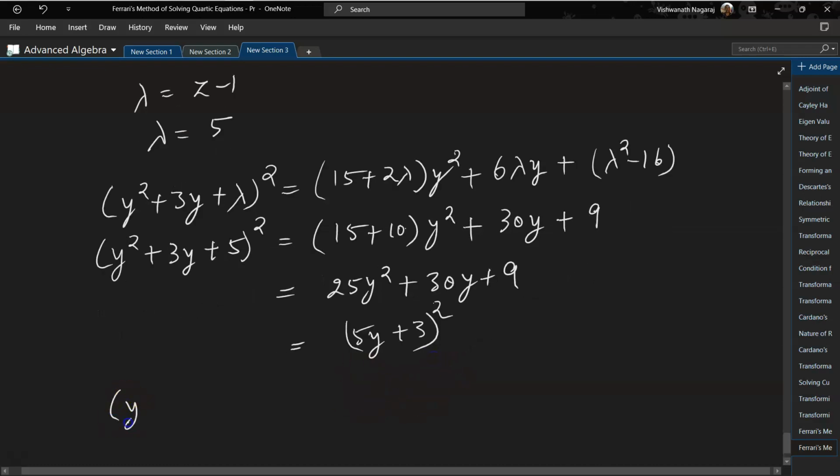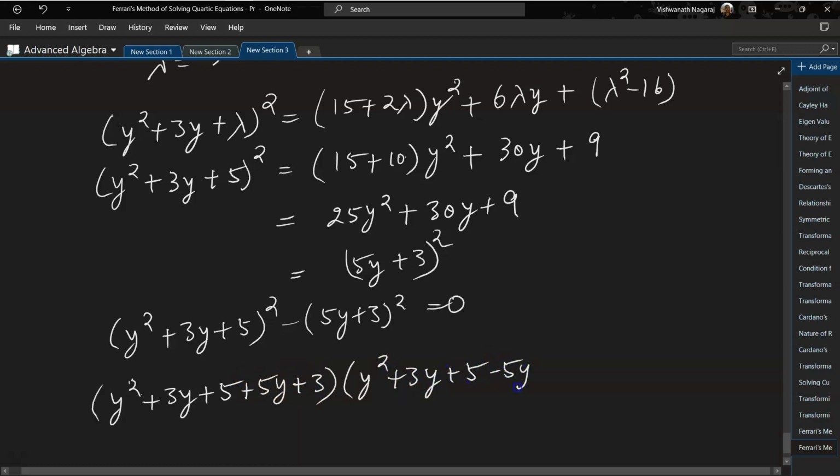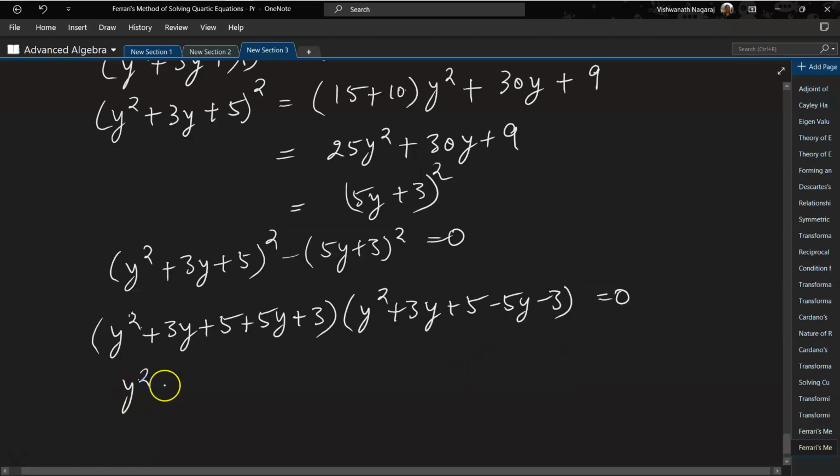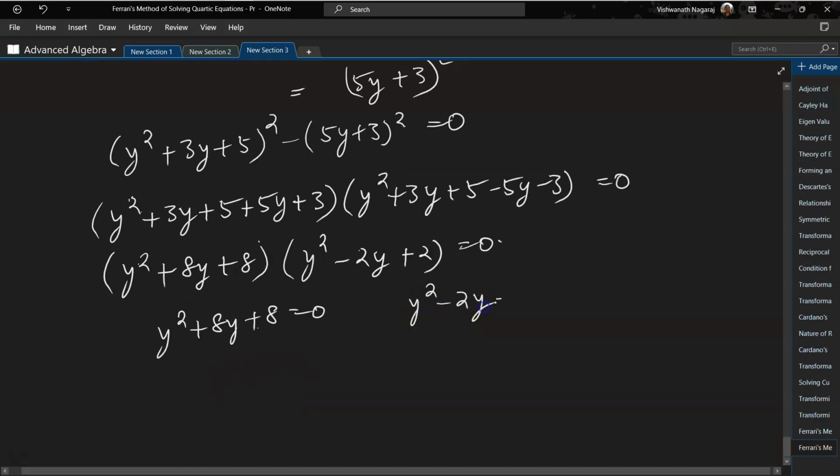Now let's bring both to the same side. Y square plus 3y plus 5 whole square minus 5y plus 3 the whole square equal to 0. So y square plus 3y plus 5 minus 5y minus 3 equal to 0, and y square plus 3y plus 5 plus 5y plus 3 equal to 0. Y square plus 8y plus 8, and y square minus 2y plus 2 equal to 0.